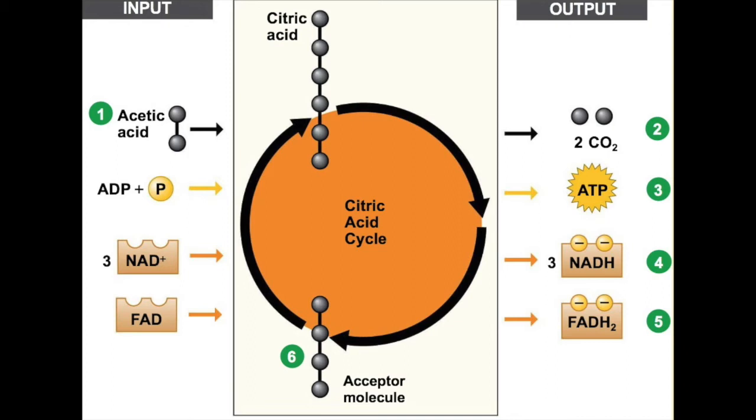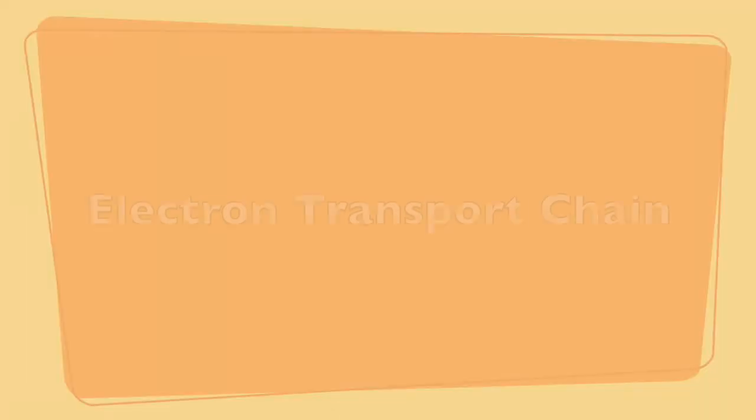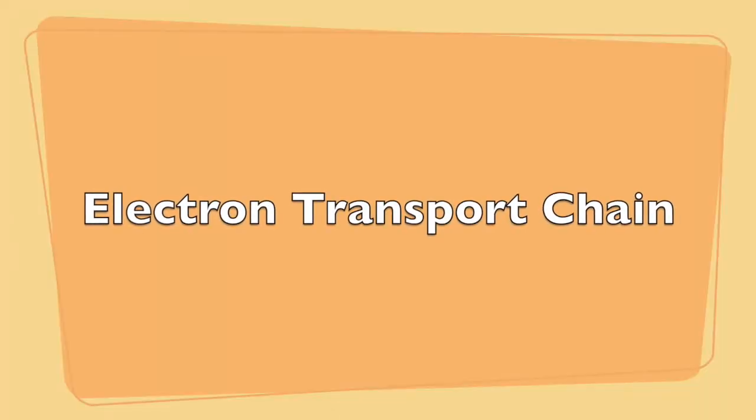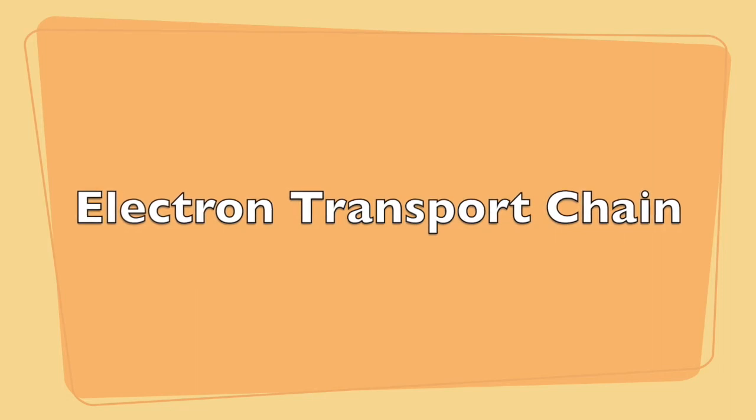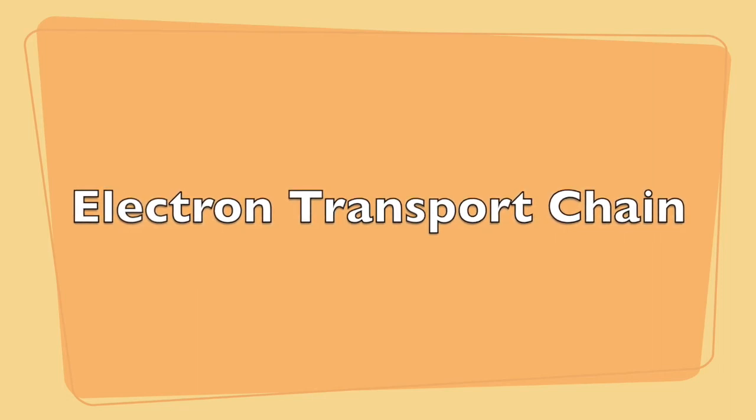Lastly, FAD is our backup electron carrier car. We will input 2 empty FAD cars and output 2 FADH2. Now I'm going to show you guys a mini clip from Charlie Brown that will help you understand how the electron transport chain works.